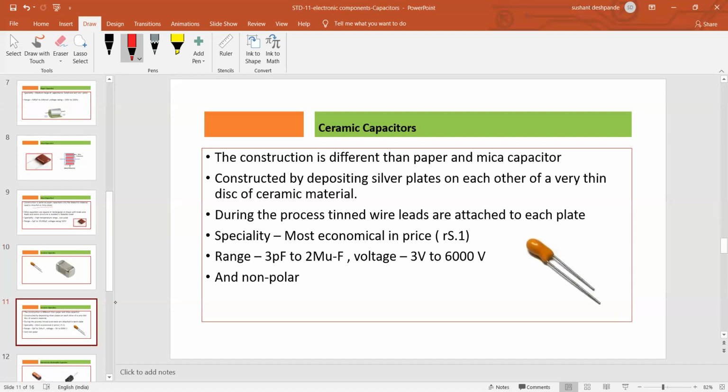Its specialty is that it is most economical. Hardly 1 rupee is the cost of that capacitor, so it is most economical in price. The range is 3 picofarad to 2 microfarad, and the voltage is 3 volt to 6000 volt, and it is non-polar. We are saying all these are non-polar only.